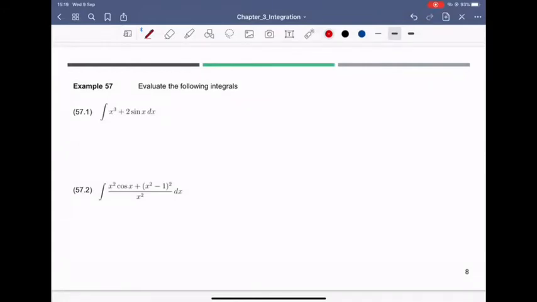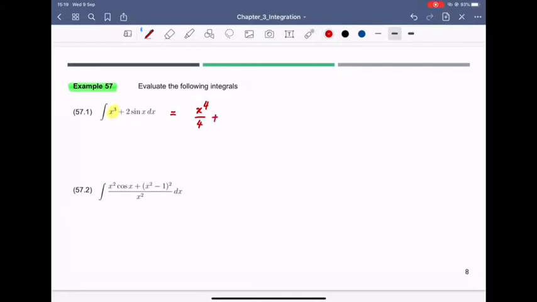All right, so we are going to start by looking at example 57. This is the easy one. So 57.1, I want to integrate x cubed plus 2 sine x dx. So simple. If I want to integrate x cubed, that means I have x to the fourth power over 4, right? Because it's in the form x to the n, I can add 1 to the power.